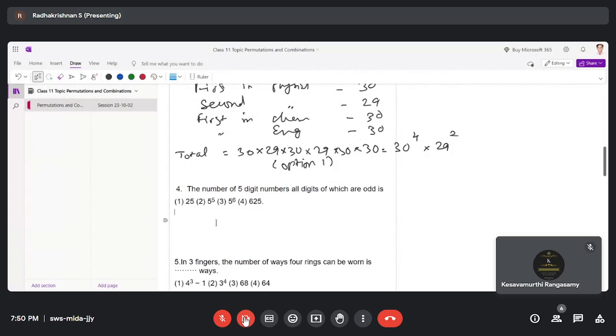Okay. So how many odd digits are there? 1, 3, 5, 7, 9. So each position can be filled with any of these numbers. There are 5 positions because it's a 5-digit number. So this can be filled in 5 ways. This can also be filled in 5 ways because repetition is allowed. If repetition is not allowed, then we would take it as 1 less. But in this case, repetition is allowed, so we can form a number like 1, 1, 1, 1, 1 also, right? That is why it is 5 into 5 into 5 into 5 into 5. Option 2. Good.